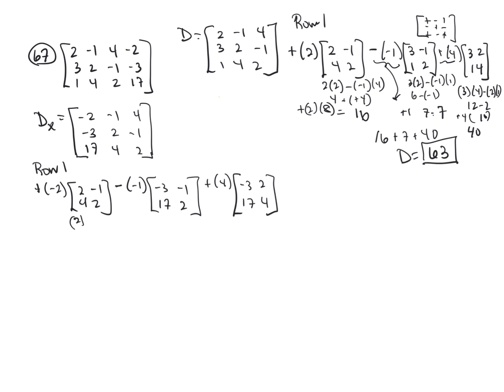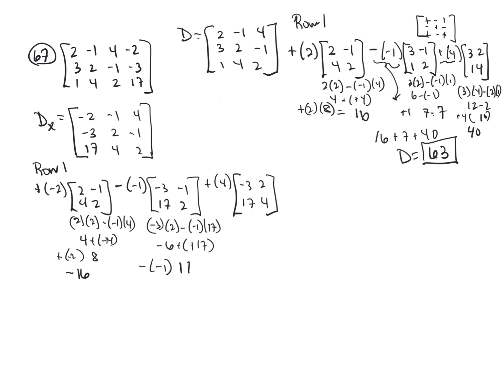So we'll have 2 times 2 minus negative 1 times 4. 4 minus negative 4 is 8. So this time negative 2 times 8, we get negative 16. And then we'll have negative 3 times 2 minus negative 1 times 17. Negative 6 minus negative 17 is 11. And then we have negative 1 times 11. 11, my fault, sorry. So that's 11 because this will be a positive 1.